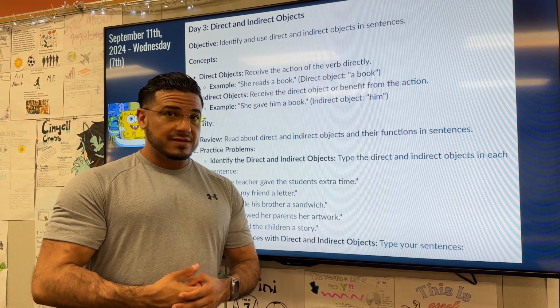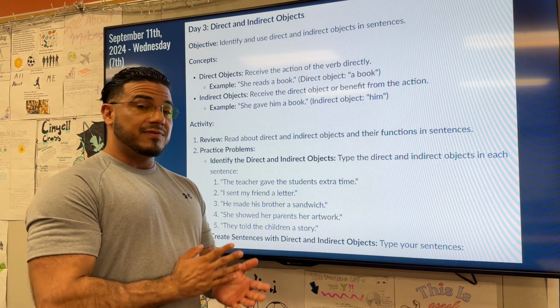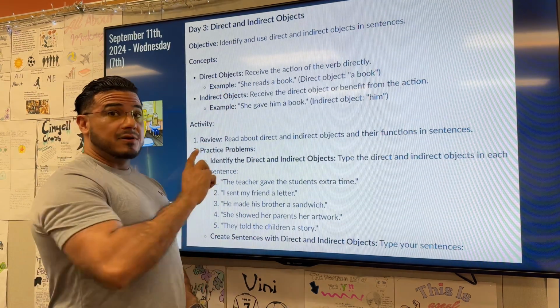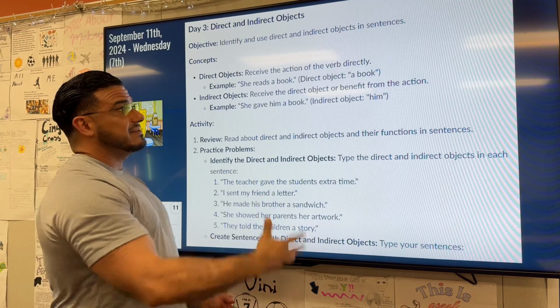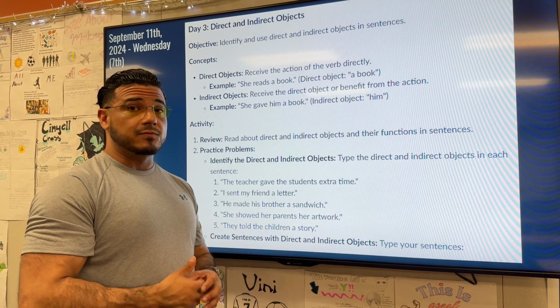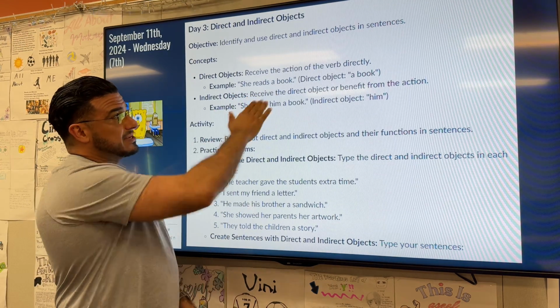What we're going to be doing today is examining what's called direct and indirect objects. Now, to provide a little bit of clarity as far as what these refer to, a direct object, more specifically, receives the action of a verb directly. So as a quick example sentence, we have, she reads a book.